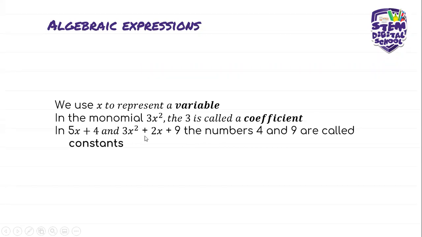So in 5x plus 4 and 3x squared plus 2x plus 9, the numbers 4 and 9 are also known as the constants. Why do we call them constants? Because these are numbers which cannot change. They cannot be changed by the value of the expression. So 4 stays the same. Even in this case, 9 stays the same.